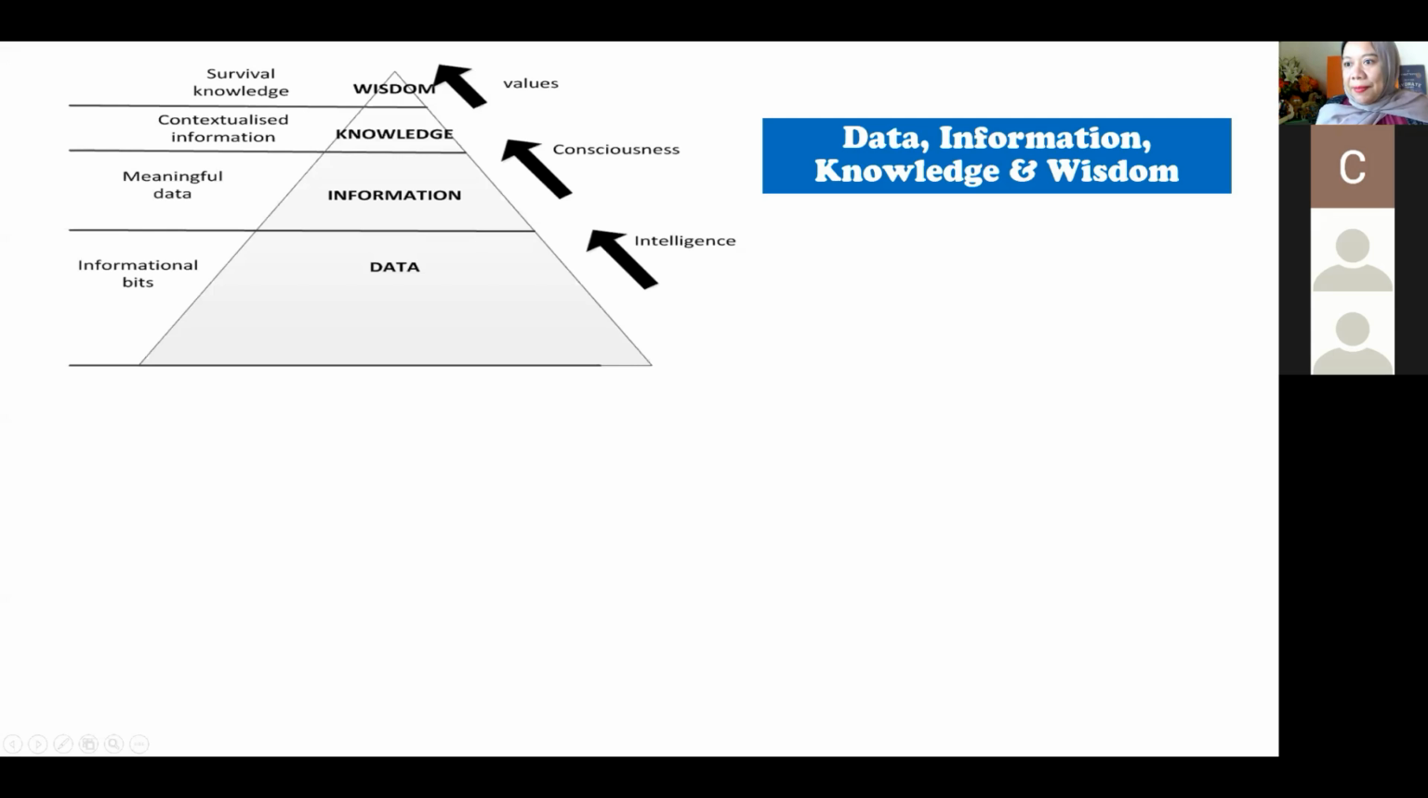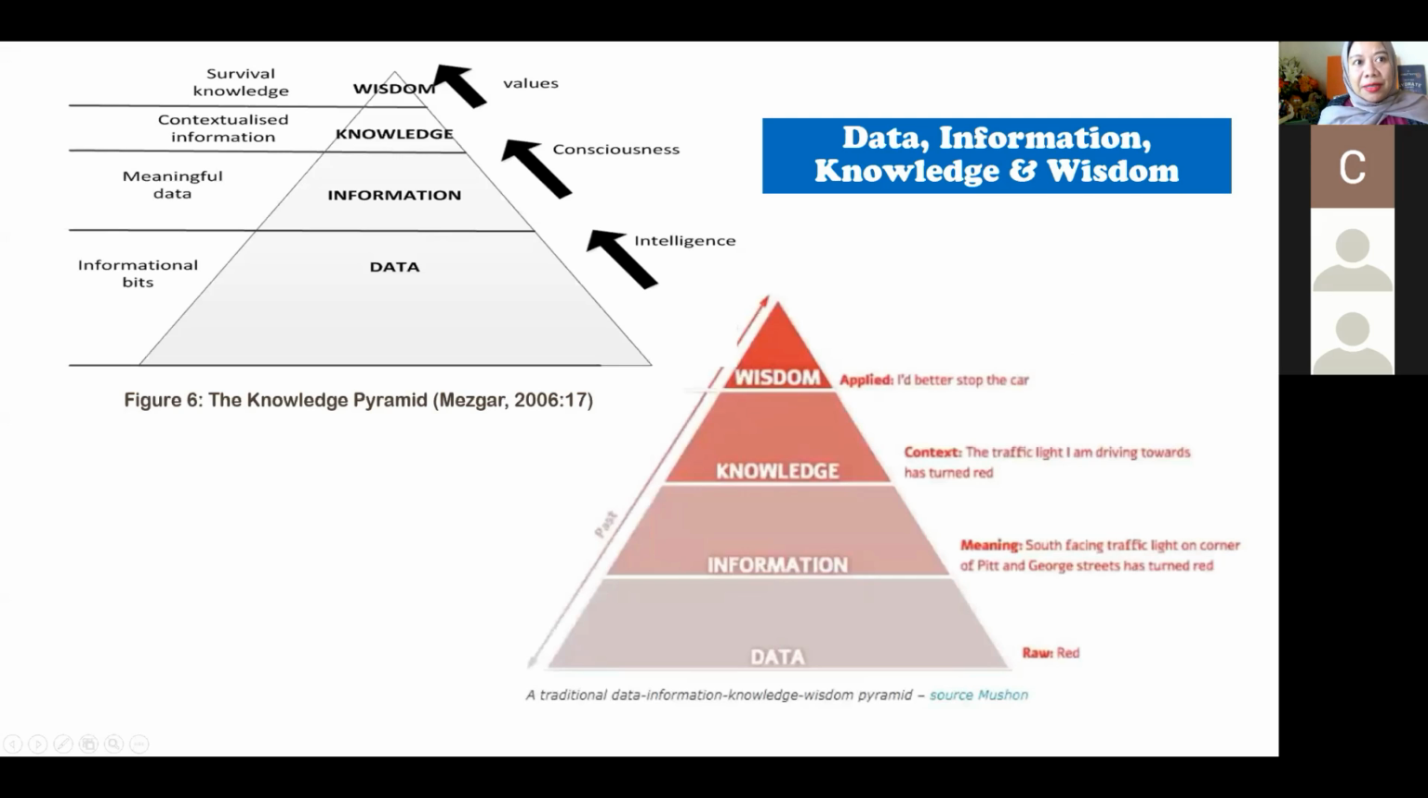Okay, let's just revisit. Previously I already introduced to you the concept, the difference between data, information, knowledge, and wisdom. Knowledge is really about meaningful information that you set into context to apply it. And wisdom is actually when we talk about the survival of knowledge. So that's the kind of understanding that lets us differentiate between data, information, knowledge, and wisdom.